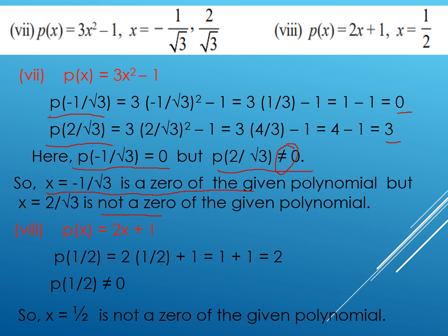Now 8th part, p(x) is equals to 2x plus 1 and the value of the variable x is given 1 upon 2. So we will put the value of the variable as 1 upon 2. We are getting p(1 upon 2) is equals to 2 into 1 upon 2 plus 1. After solving we are getting 2. So here we can see that p(1 upon 2) is not equals to 0. That means x is equals to 1 upon 2 is not a 0 of the given polynomial.